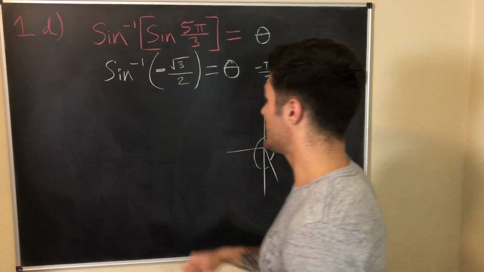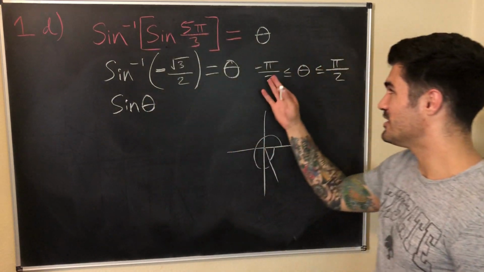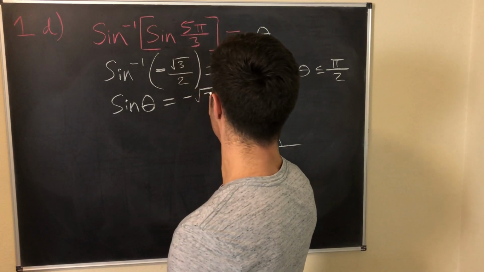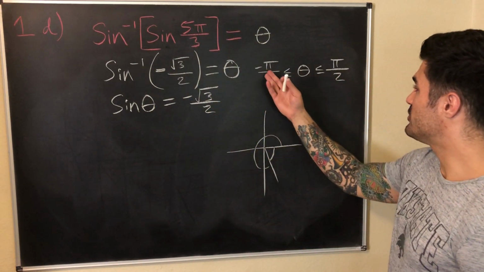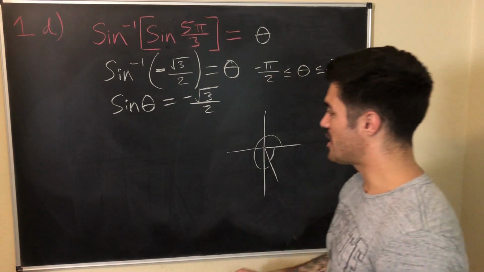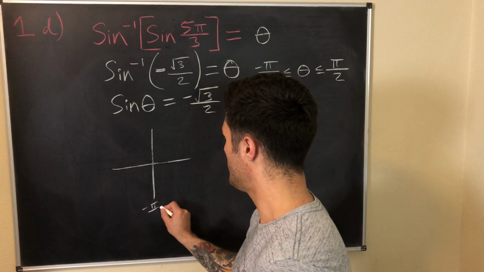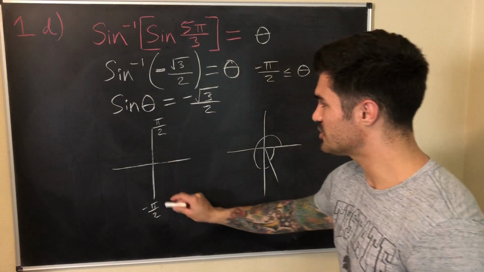Which is the same thing as asking the sine of what angle, and remember that angle has to be within that range, within that interval, equals negative root 3 over 2. So we have to be between negative pi over 2 and pi over 2. So let's draw a picture here. This is negative pi over 2. This is pi over 2. We have to be somewhere in here.